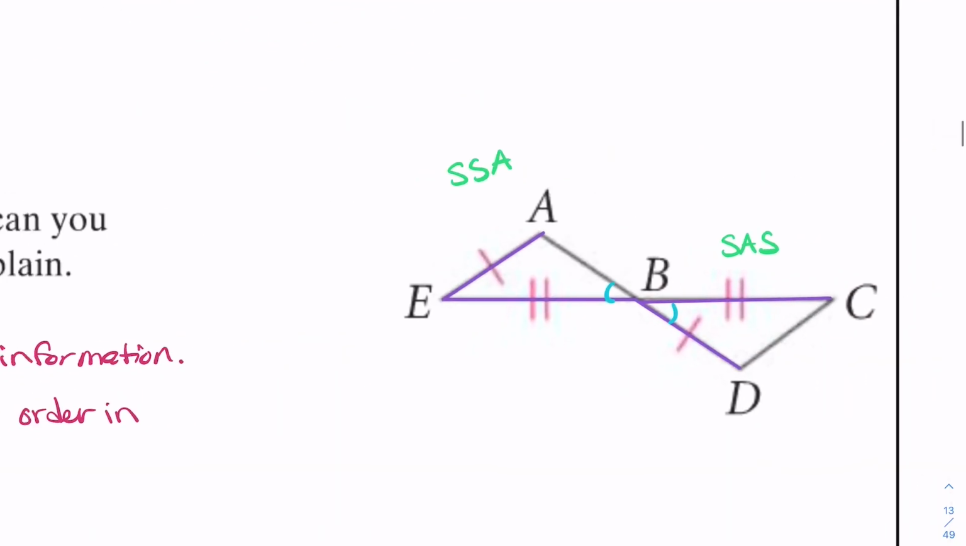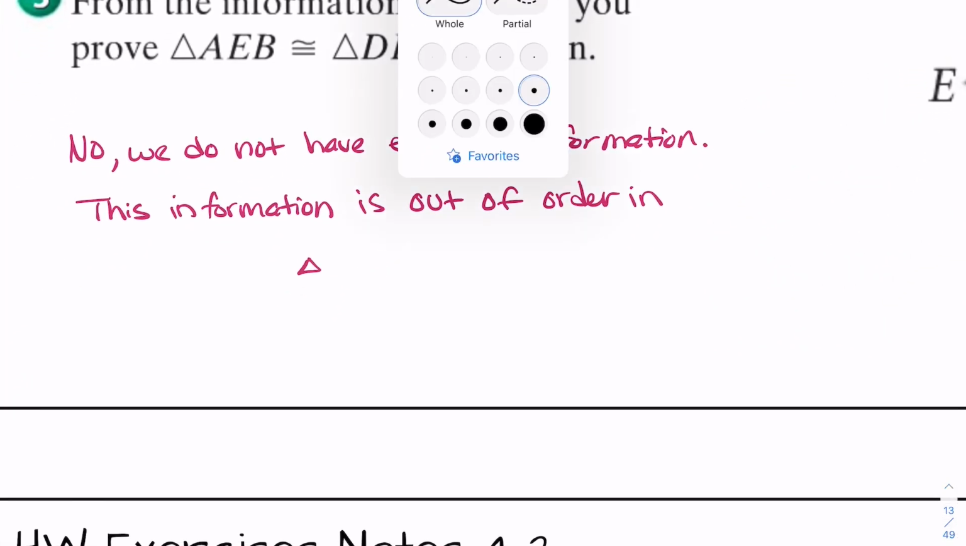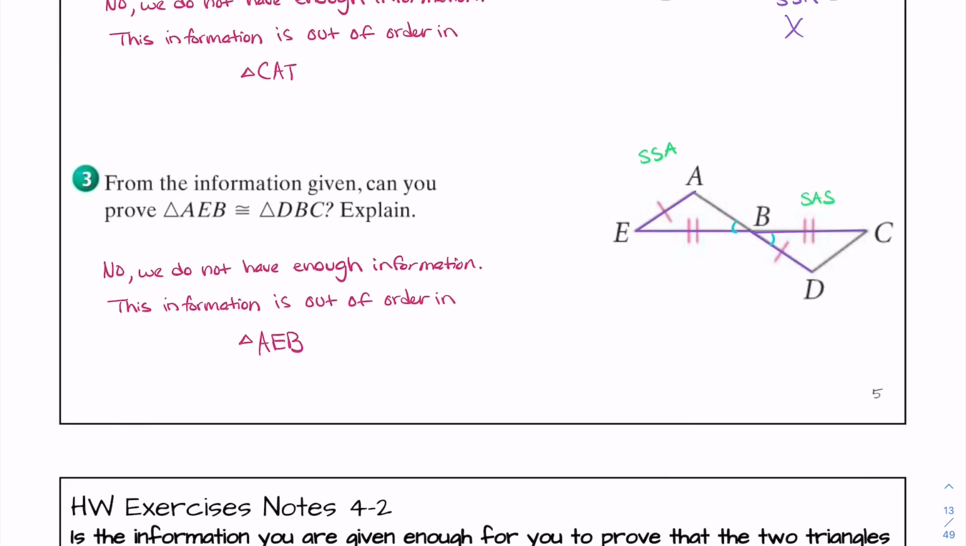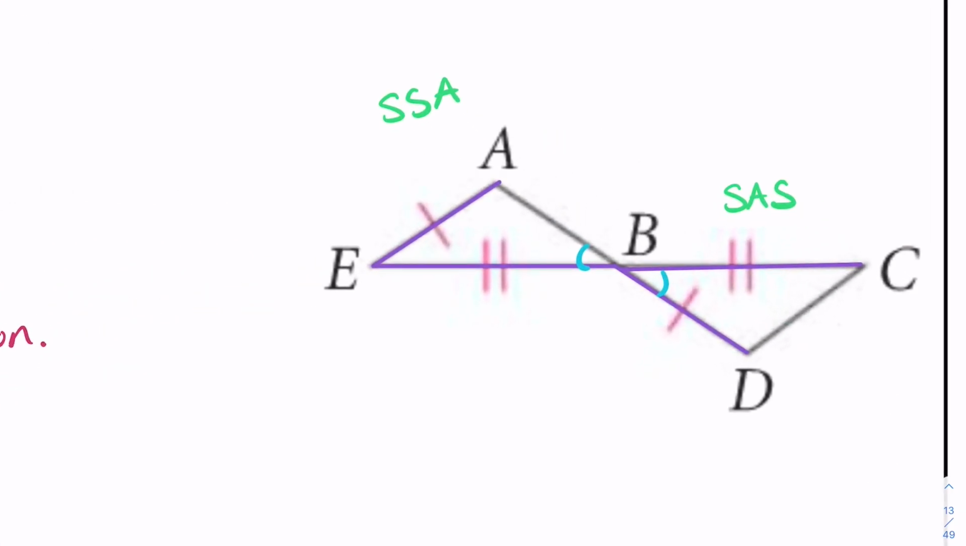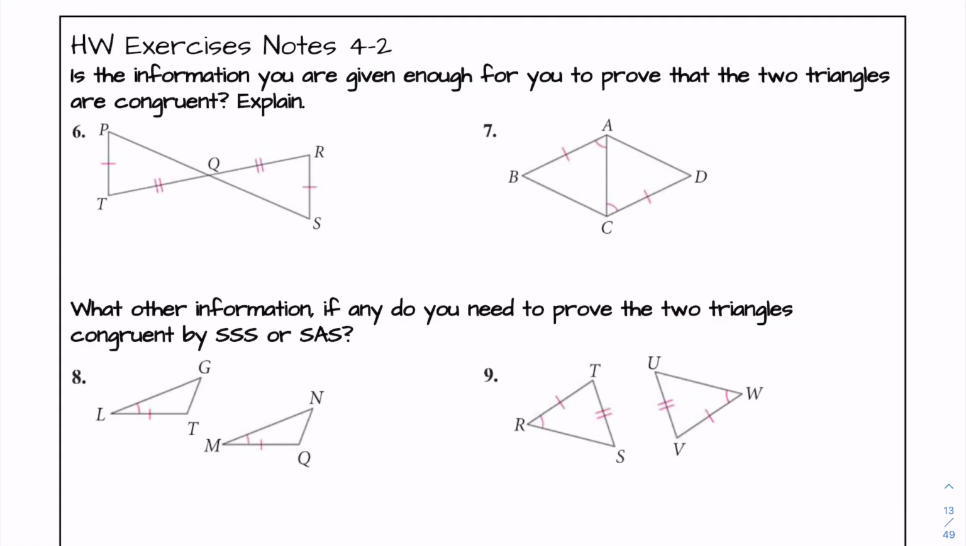The information's out of order in my AEB triangle. My first one on the left. And again, it's just that order you have to look for. DBC, the right triangle, was fine. It's the left triangle that has the angle that's not included. And I'll point right to it. Angle not included between the sides in question with the tick marks. Okay?